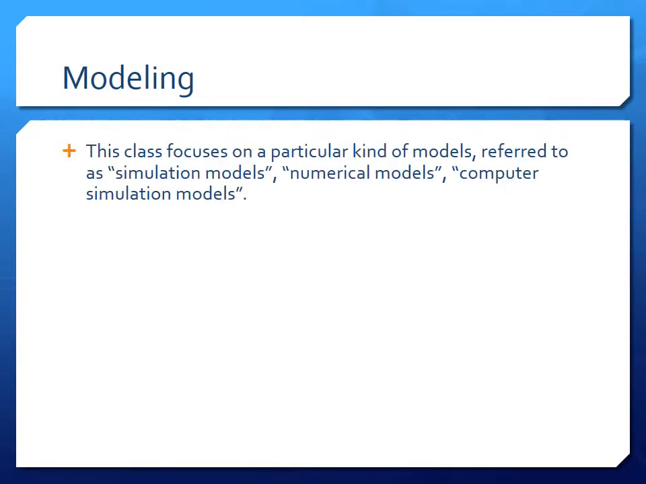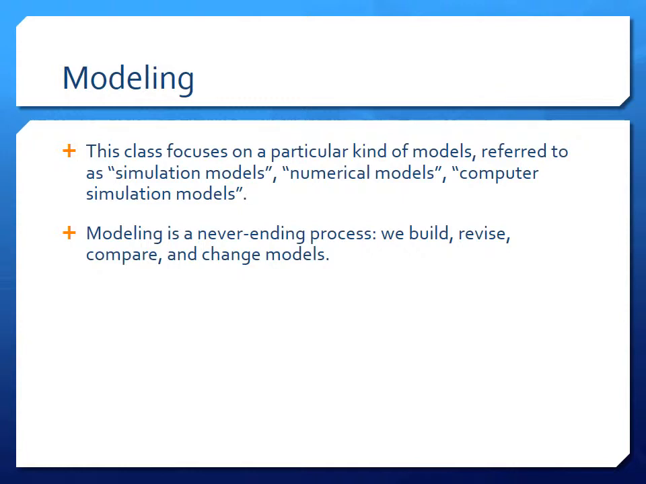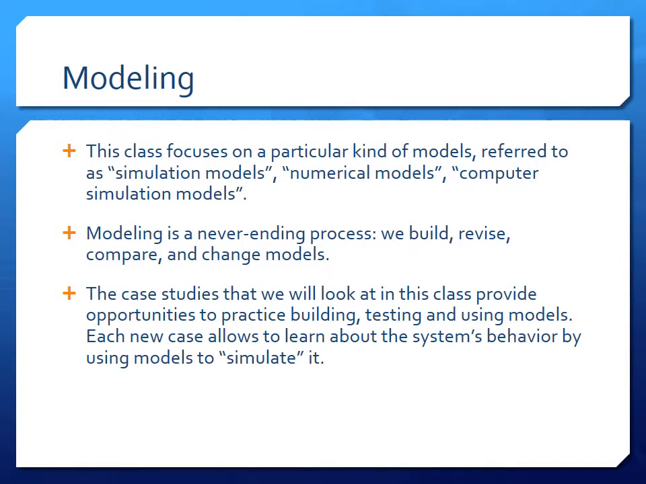Now, this class focuses on a particular kind of model referred to as simulation models. Other ways you can hear them referred to are numerical models, computer simulation models. If you look at this cycle that we just described, modeling is really a never-ending process. We build, we revise, we compare, we change models. Because we're modeling systems that change over time, like the examples that we mentioned last time, the modeling process itself cannot be considered a static process. It's a dynamic process in itself. It's always changing. The case studies in this class provide some opportunities for building, testing, and using models. And each new case will allow us to learn about the system's behavior by using models to simulate it.